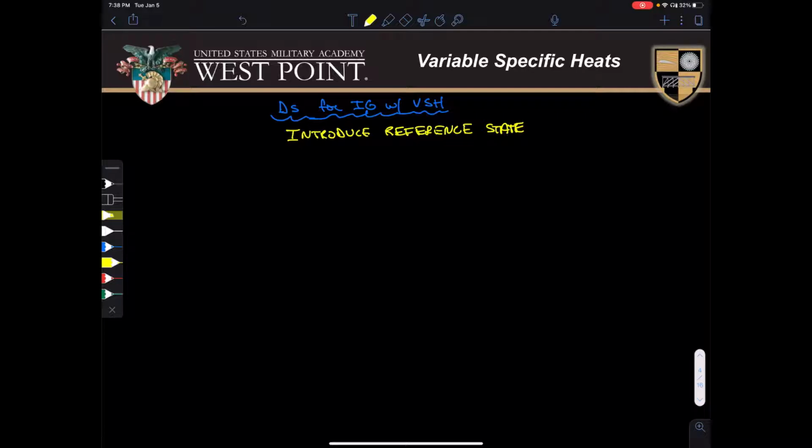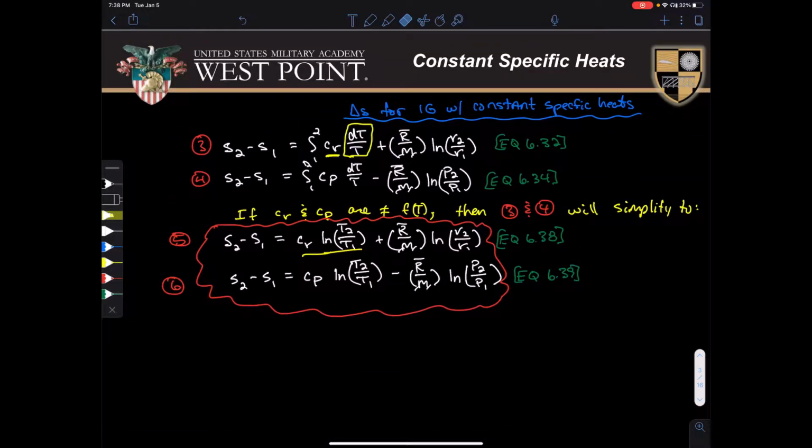And this is introduced on page 6-10 in your textbook. And you will get these reference state s° at temperature T from tables 8 or 8E, or tables 9 or 9E. And what this is doing is allowing us to simplify that first integral on the left-hand side of equation 6.32 or 6.34 as we see here.